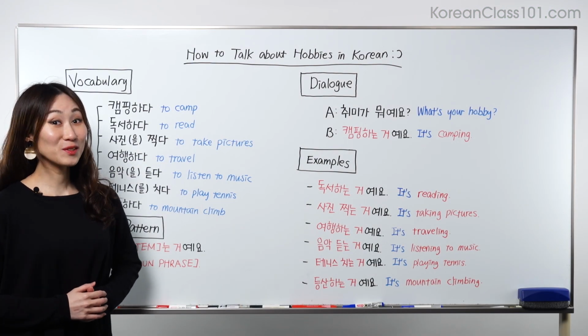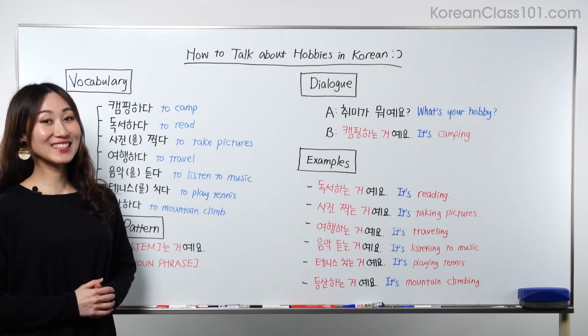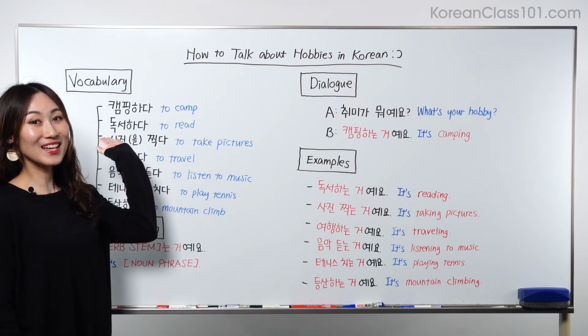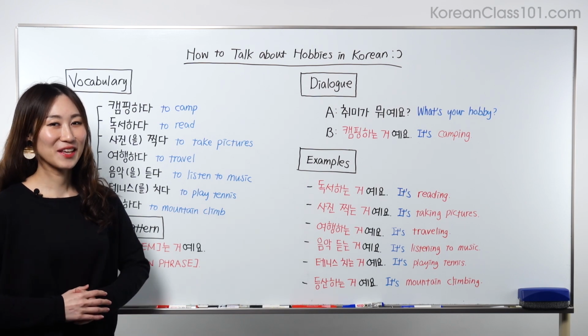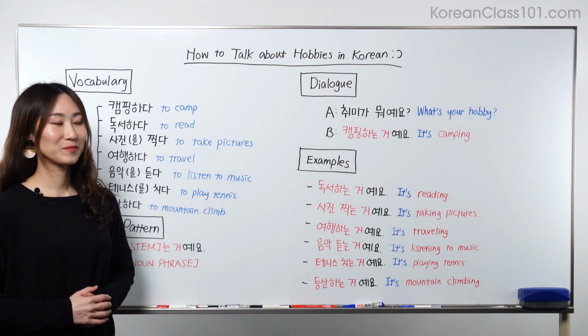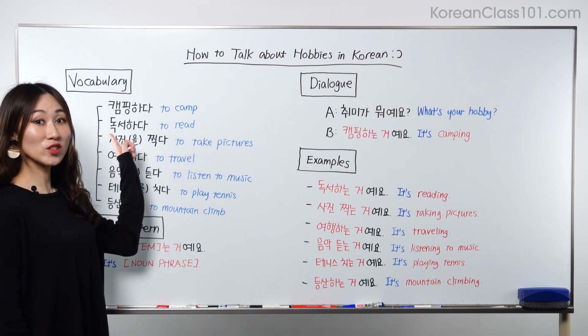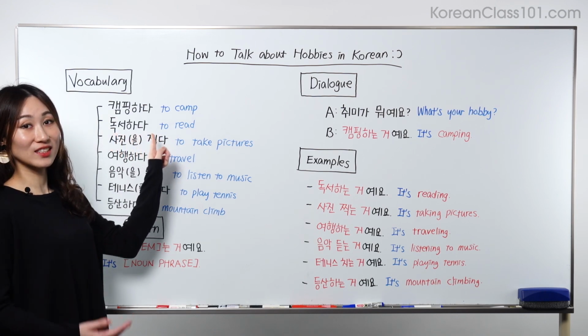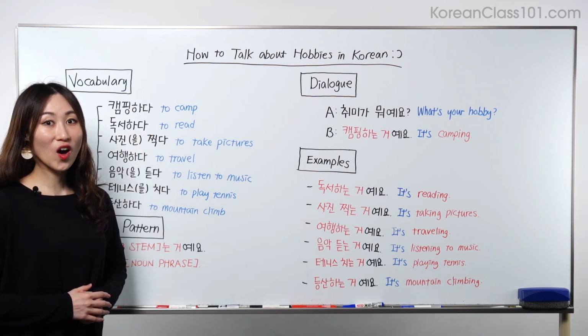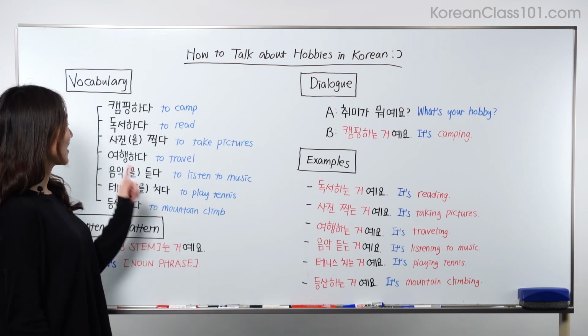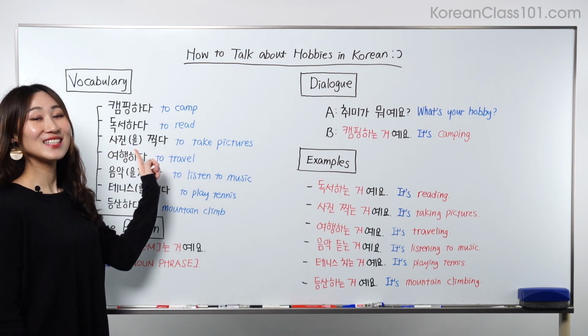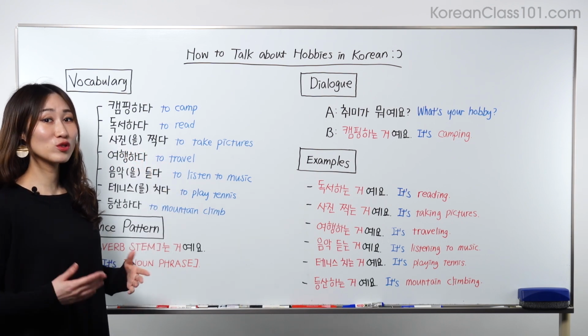Okay, let's look at the vocabulary. The first is 캠핑하다. To camp. 독서하다 means to read. 사진을 찍다. It means to take pictures.